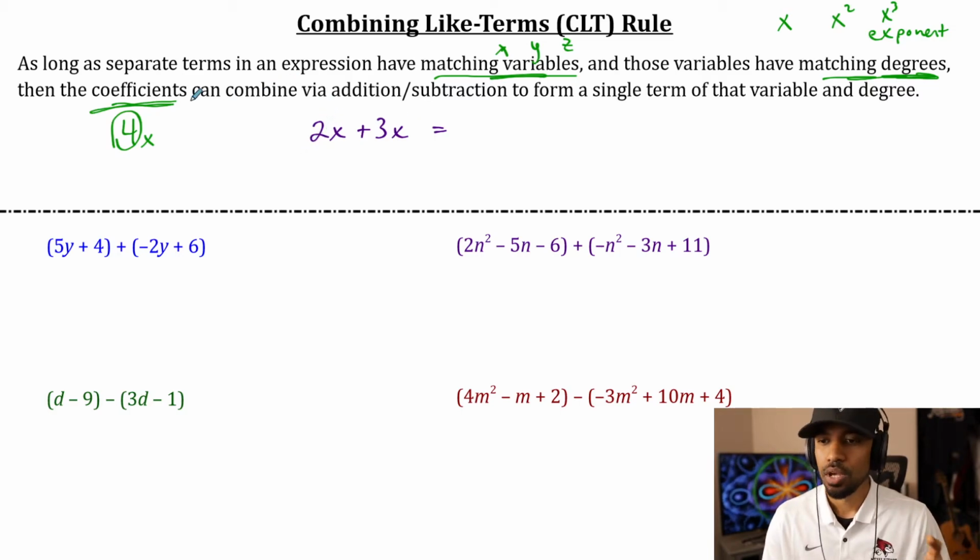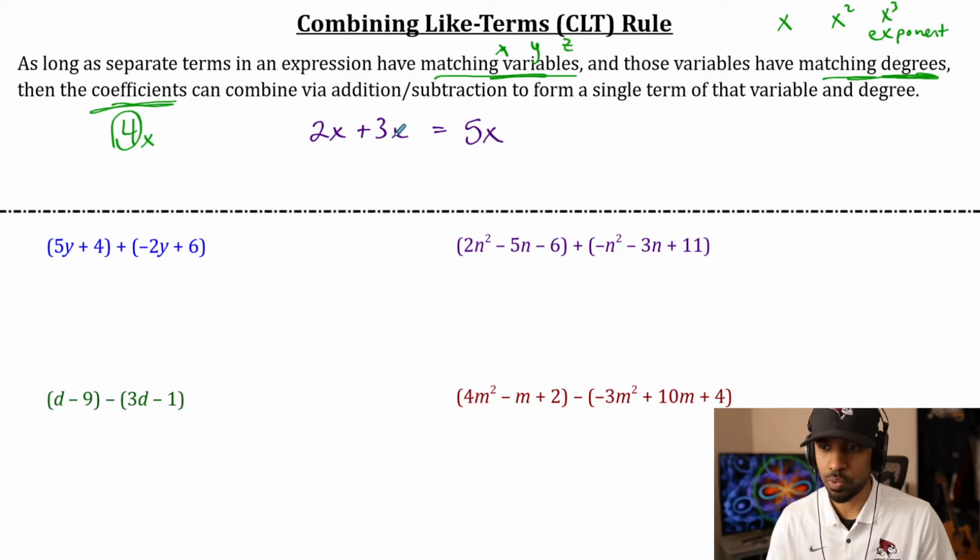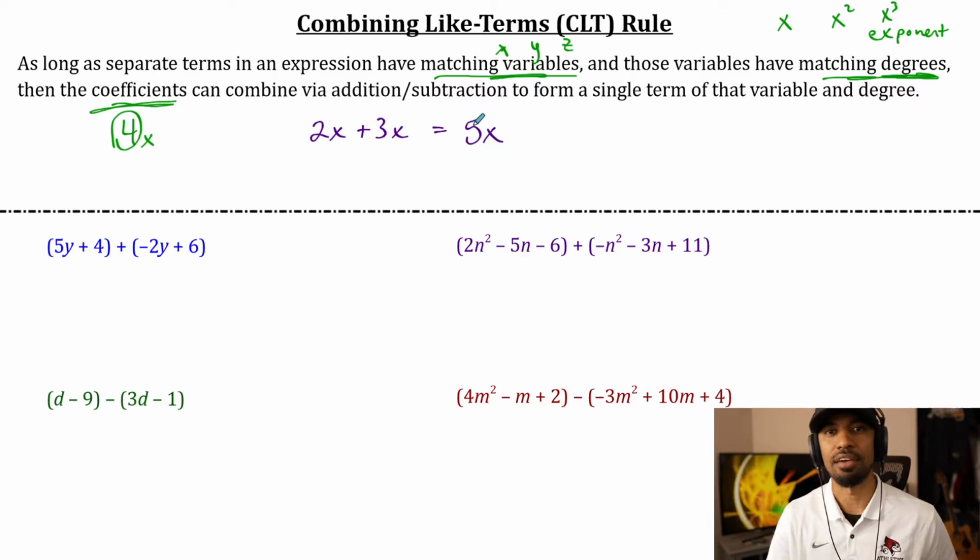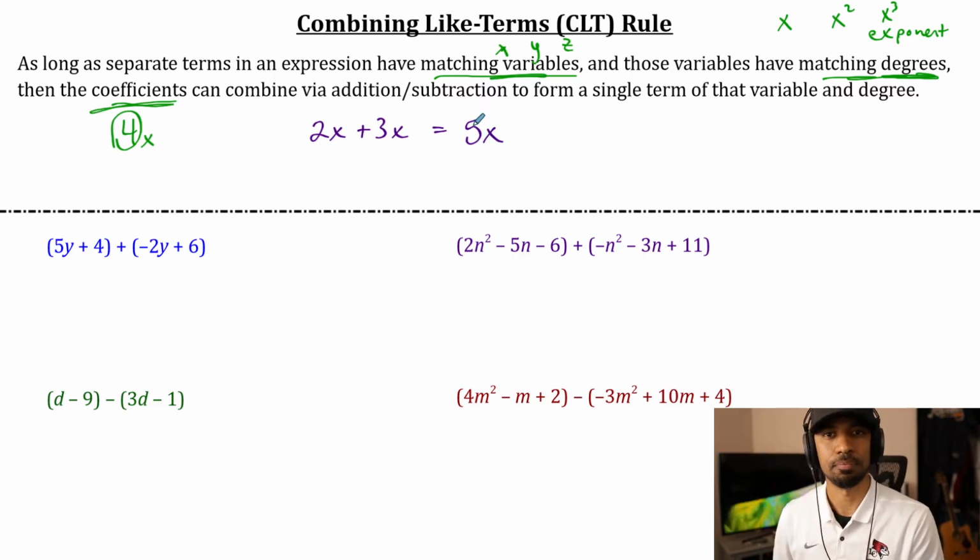So what do we do? We take the coefficients and we combine them via addition or subtraction. Looks like this is addition, so I'm going to take the coefficients 2 and 3, and I'm going to add them, and I get 5. I formed a single term of that variable and degree. The variable is x, the degree looks like it's 1, so I'm going to keep that. 2x plus 3x equals 5x, and it all matches up right there.